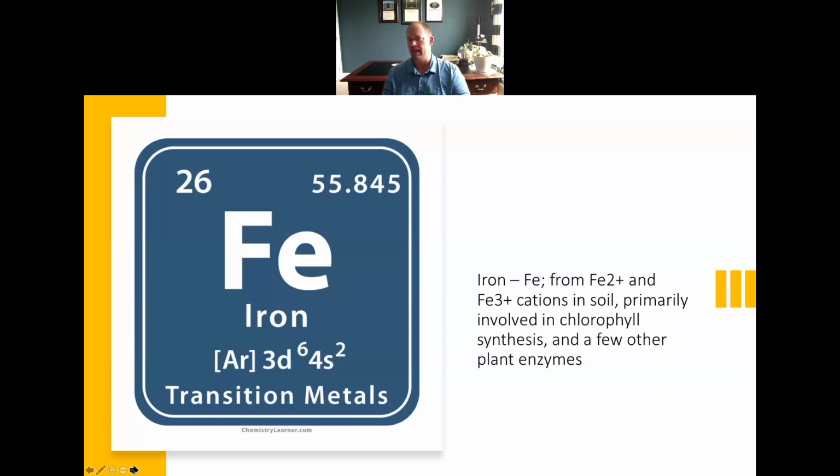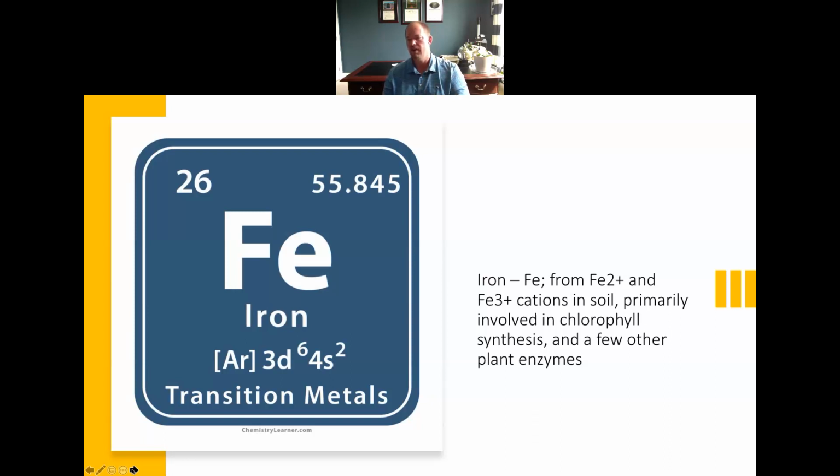Iron, we talked about earlier when we were talking about magnesium. Iron is a micronutrient whereas magnesium is a macronutrient. Iron comes in the form of a 2 plus or 3 plus cation from the soil. It is primarily involved in chlorophyll synthesis. So if you're thinking iron is necessary for chlorophyll production and the greening of turf, that is right. But we don't need very much of it to do that job.